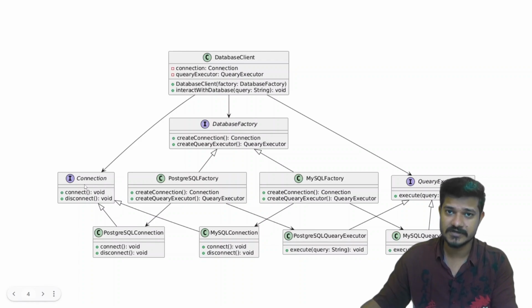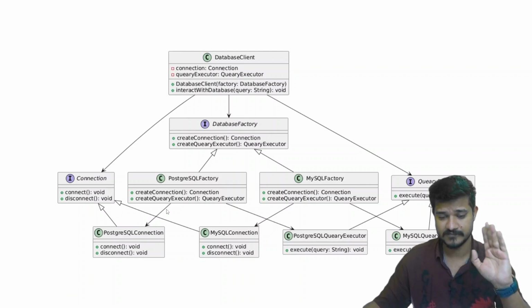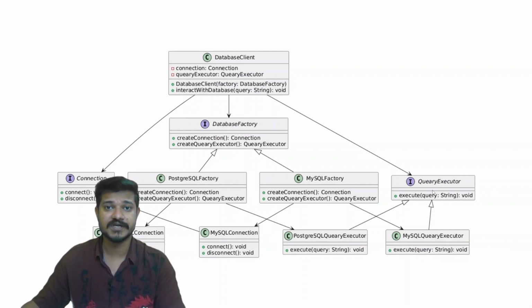So we have a connection interface that provides two functions, connect and disconnect, right? So from this you can define two concrete classes, PostgreSQL connection and MySQL connection. Both of them will provide different implementation of connect and disconnect function. So this part is clear. Now we have query executor. Again, query executor can be either an abstract class or an interface, right? Here in this case, we have an interface, which provides a function execute. So you can define two implementations of it, basically two concrete classes: PostgreSQL query executor and MySQL query executor.